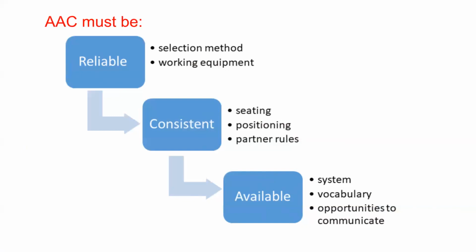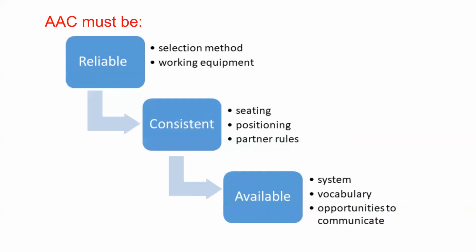Once reliability is established, the system must stay consistent. The seating, positioning, and partner rules need to be the same every time. Clearly communicate to everyone what works with the student and what these expectations are. The tools need to be available at all times.